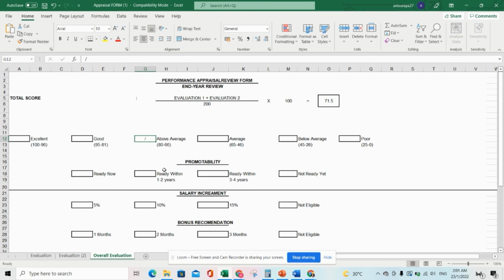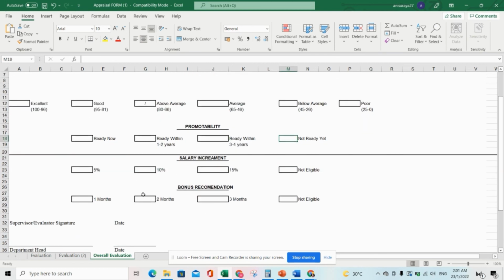Next, promotability. For example, if the appraiser thinks that this is not a good time for the employee to be promoted to a higher position, they can put not ready. For the salary increment, this depends on the performance. They can put 5%, 10%, or 50%, or not eligible at all.